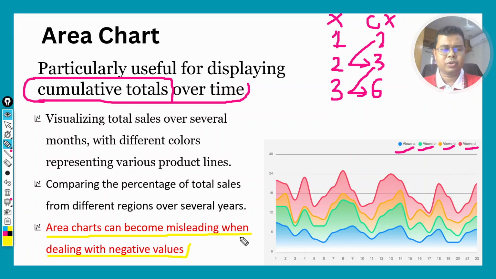However, today we discussed four charts: bar chart, column chart, line chart, and area chart, right? So today I would like to stop here. In the next video, I will show you three to four more charts, so when to use what types of chart actually.